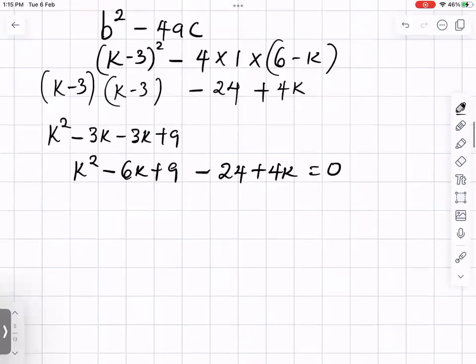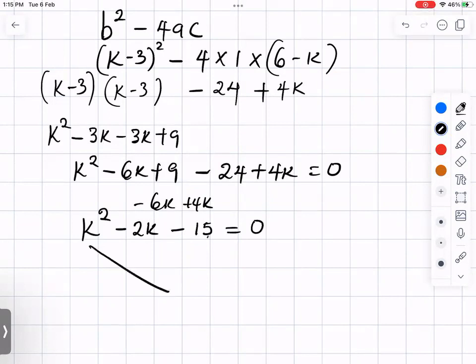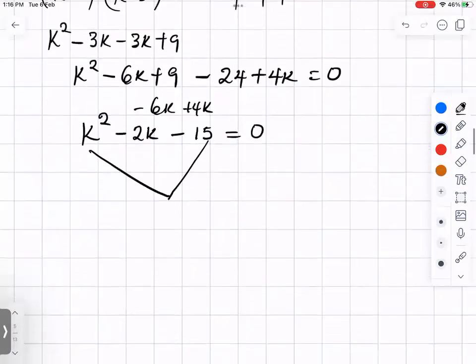So resolving this, I have k squared, minus 6k plus 4k will give us minus 2k. Then I have positive 9 minus 24 will give a negative 15. And so this is equal to 0. I will factorize; you can use your quadratic formula. So using this, I have k squared minus 2k minus 15. The factors of minus 15 are either plus 3 and minus 5, or minus 1 and 15, or the reverse.